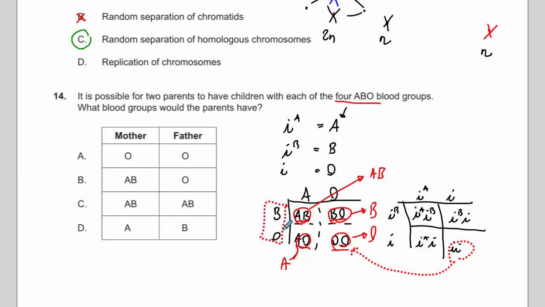Blood type B, so that's the phenotype. The genotype is actually BO, or using the other notation, I B I. And blood type A. And we see that these 2 alternatives correspond to alternative D, which is the correct one.